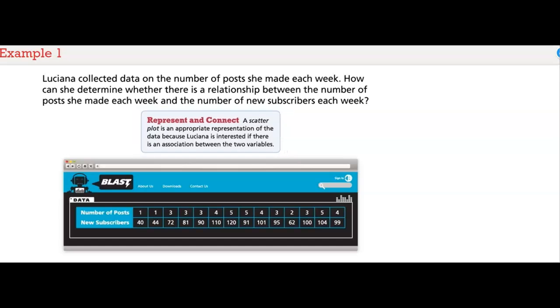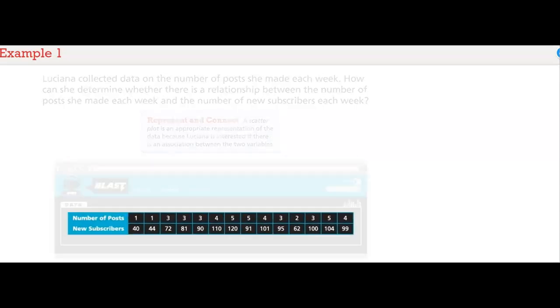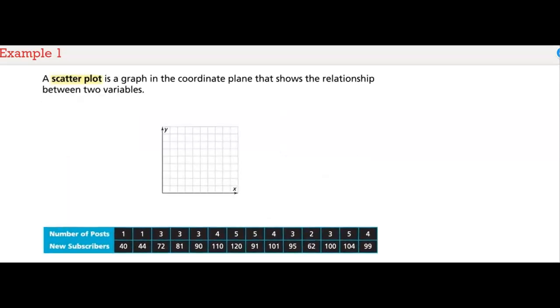A scatter plot is an appropriate representation of the data because Luciana is interested if there is an association between the two variables. A scatter plot is a graph in the coordinate plane that shows the relationship between two variables. Consider the data values to determine the scales for the x and y axes.